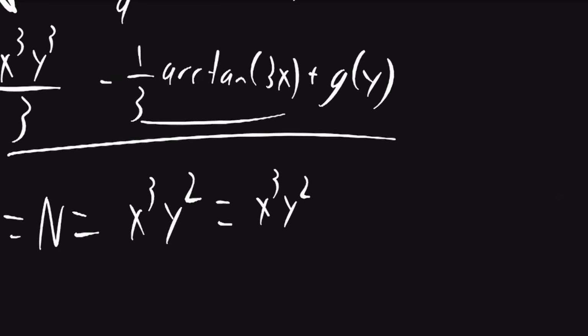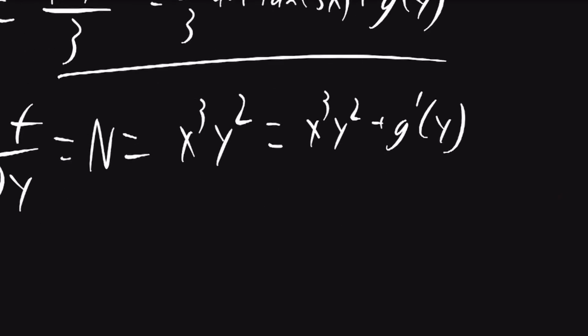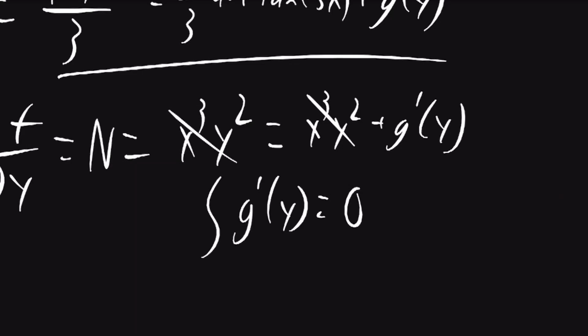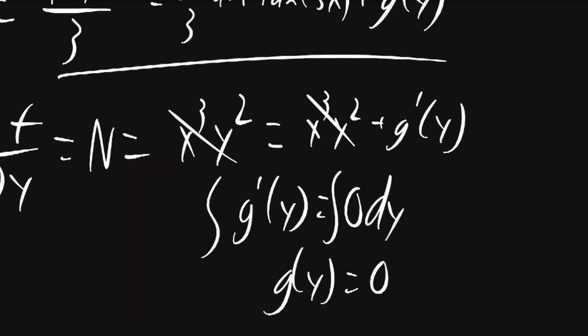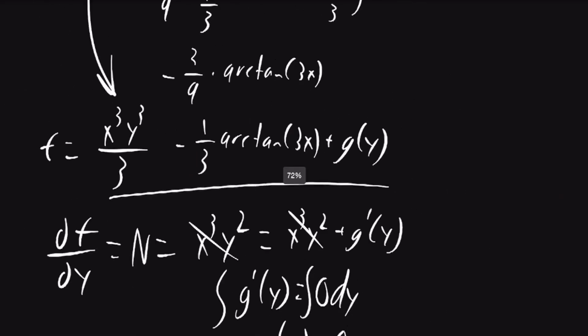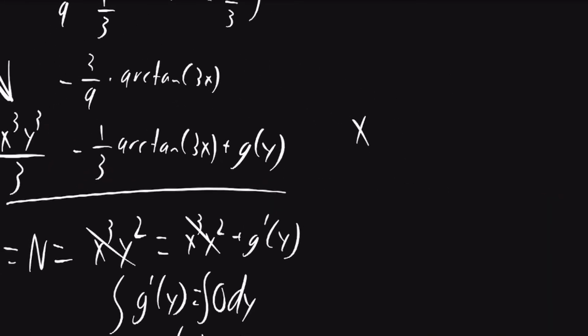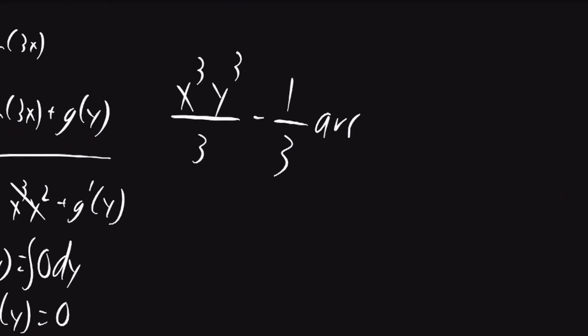This arctangent term will be 0. It'll be plus g prime of y. These x cubed y squared terms will cancel, and we'll get that g prime of y is equal to 0. We can integrate both sides with respect to y, and we'll find that g of y is equal to 0. So we can now write this function as x cubed y cubed over 3 minus 1/3 arctangent of 3x is equal to c. And that is our final answer.